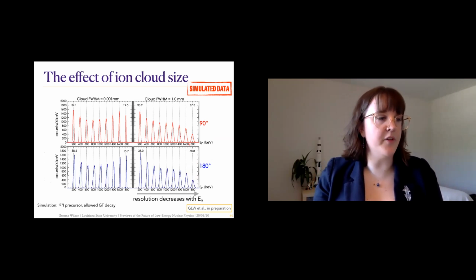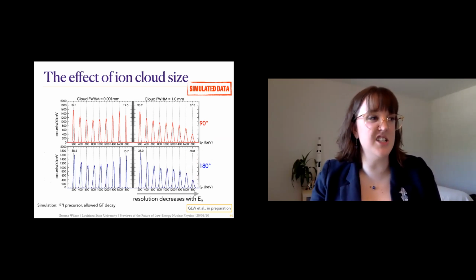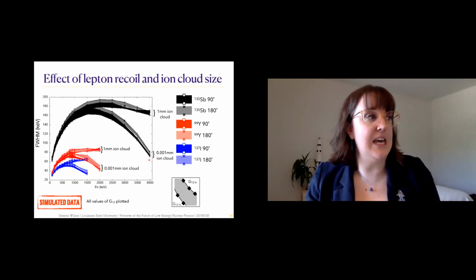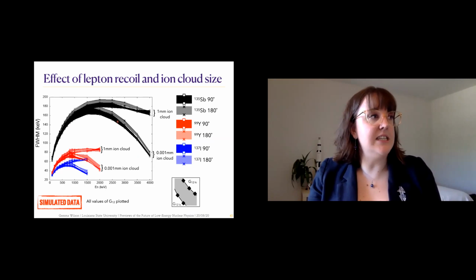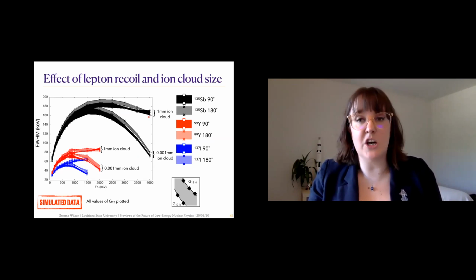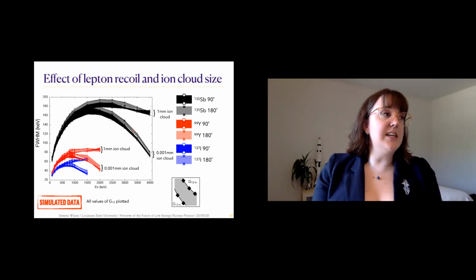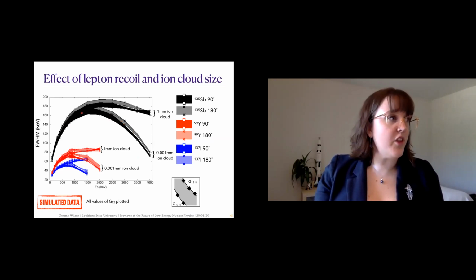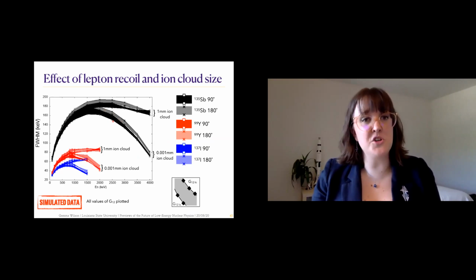The full width half maximum here is essentially double what it was at 200 keV, and that's exactly what we're seeing here. Again, I've separated the data into 90 degrees and 180 degrees. And you'll see in terms of resolution, the 90 degree data is slightly better than the 180 degree data, but it still has an effect.